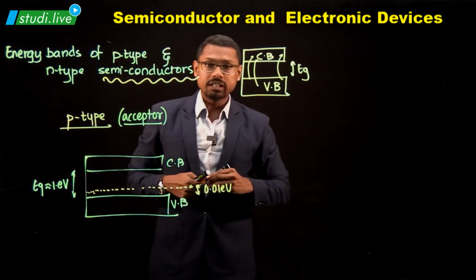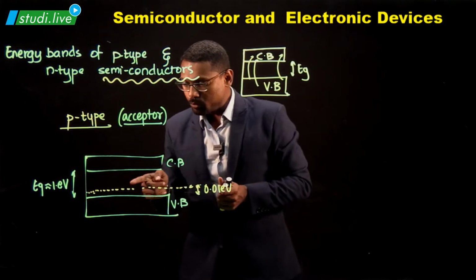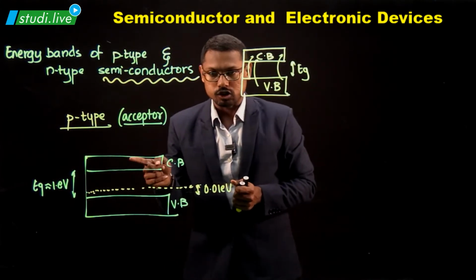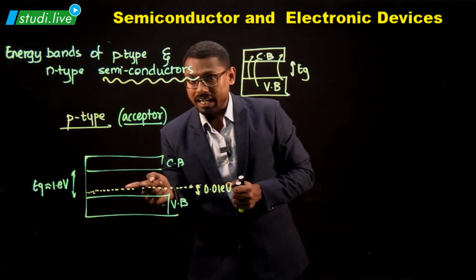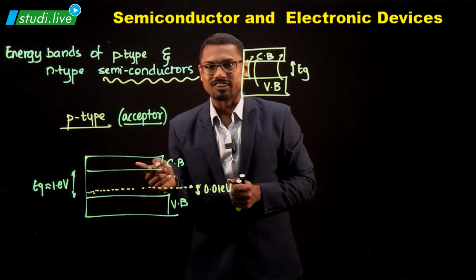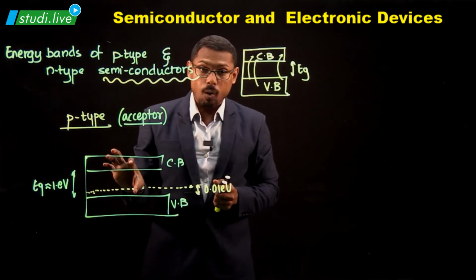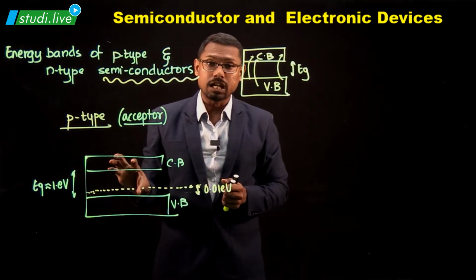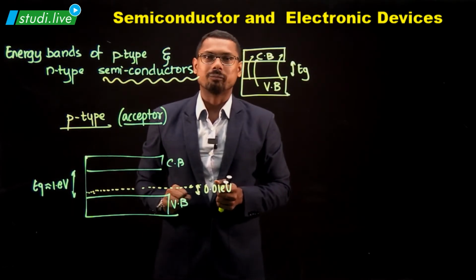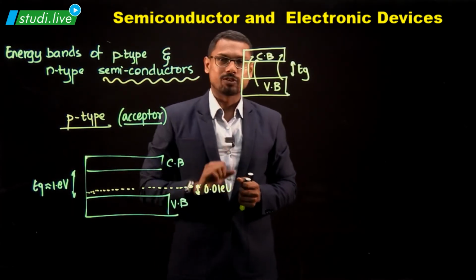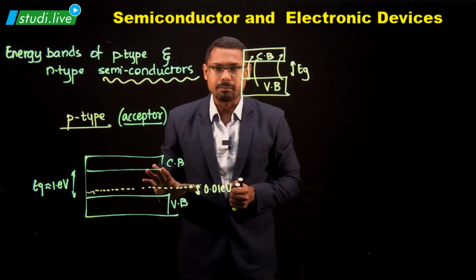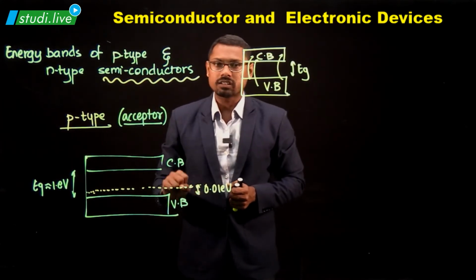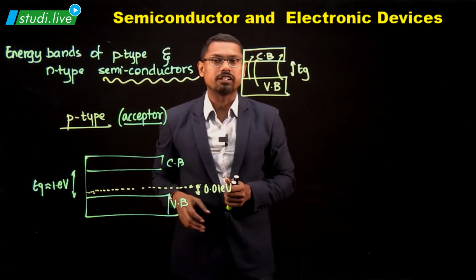So now when there is an electron, it doesn't have to move from valence band to conduction band. It has to move from the acceptor level to the conduction band. That means the forbidden energy gap for a P-type semiconductor is kind of low. So I suppose you've understood what happens with a P-type semiconductor and the energy bands related to it.